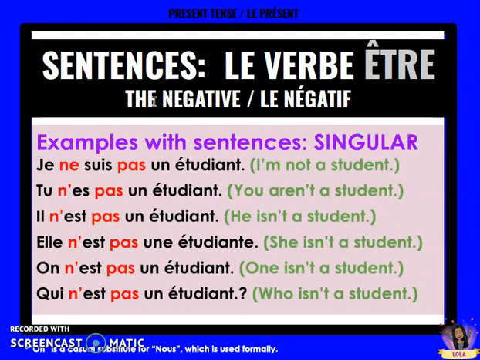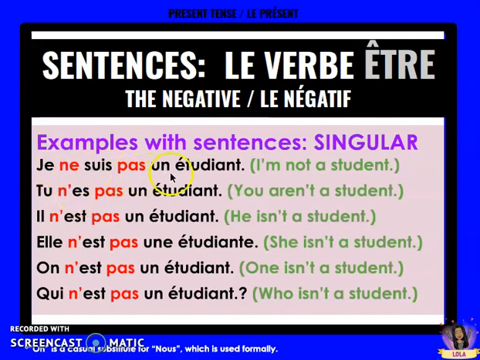Then we go on to the negative. Again, with the negative, we need the two words ne and pas. And sometimes we need an apostrophe and pas. The ne will usually come before a word that has a consonant, whereas the apostrophe will have a vowel.